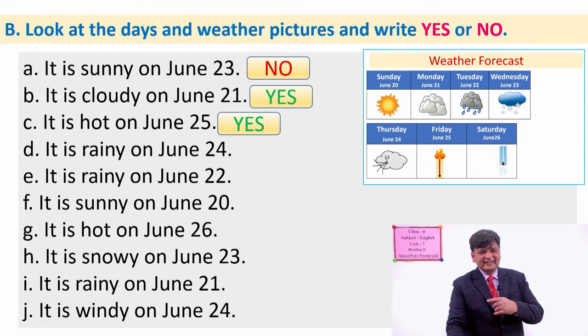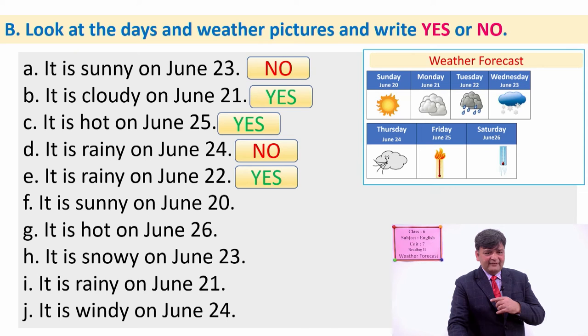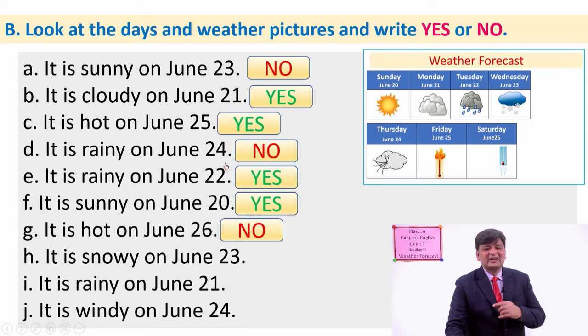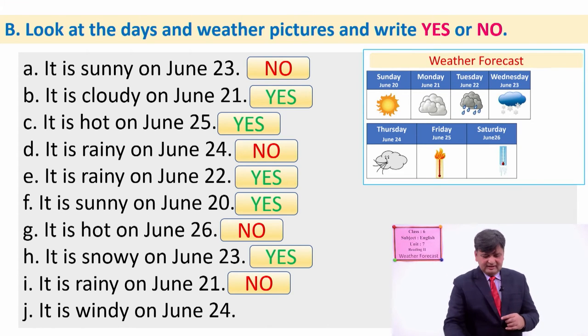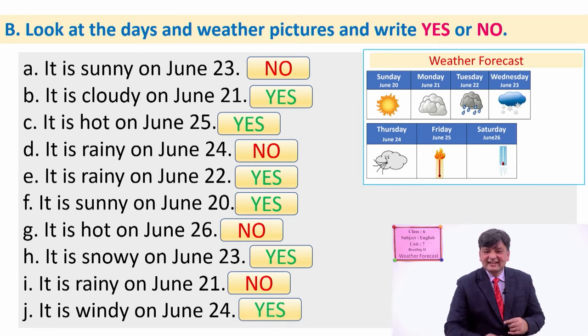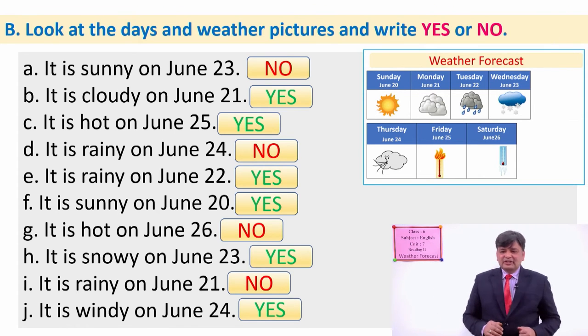Okay, next one. Let's check. Yes, correct. Good. For F, good. Yes, again. For G, what's your answer? No, very good. Why no? It's not hot on June 26. Very good. Let's check one more. You are correct. What's your answer for I? No, correct. Very good. The last one, your answer is yes. Well done. Very good. So you have completed your two tasks, right?